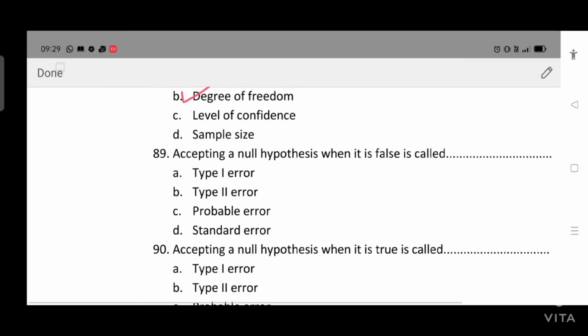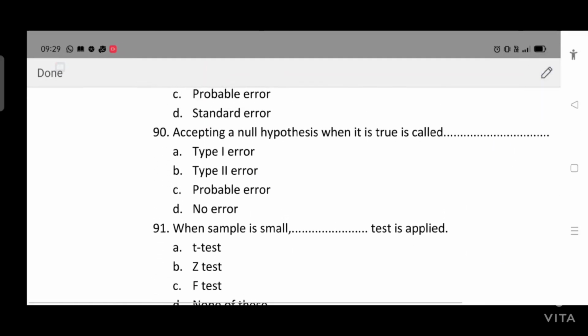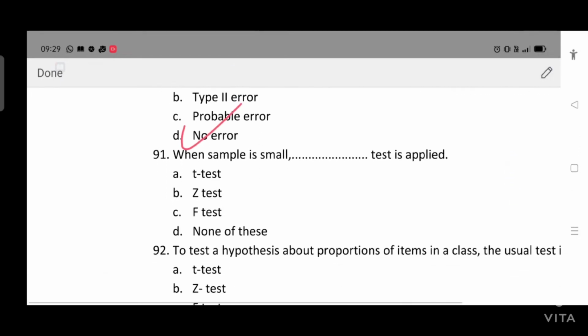Accepting the null hypothesis when it is false is called A, B, C, D. Type 2 error. Question number 90. Accepting a null hypothesis when it is true is called D, no error. When the sample is small, dash test is applied.